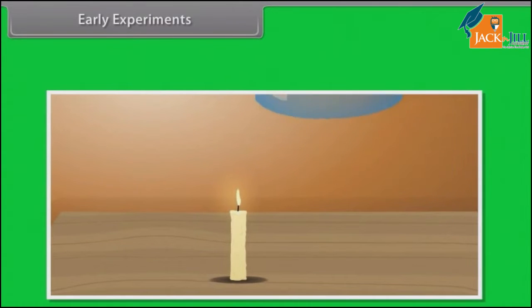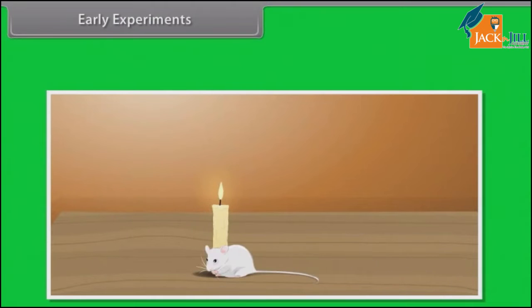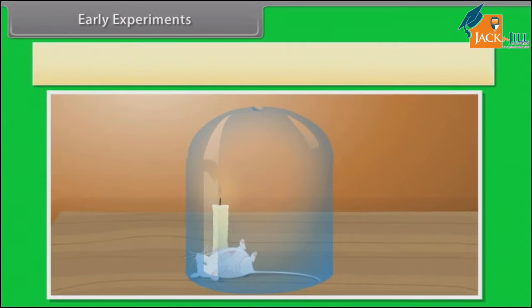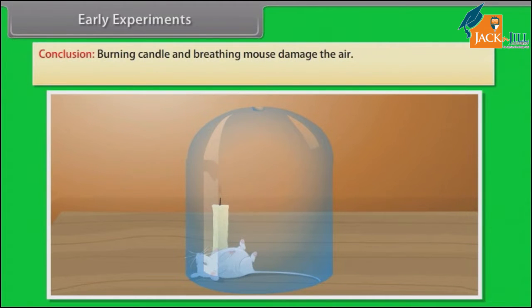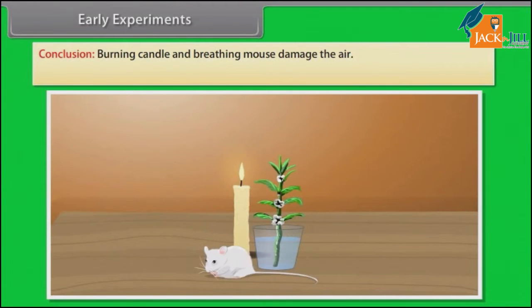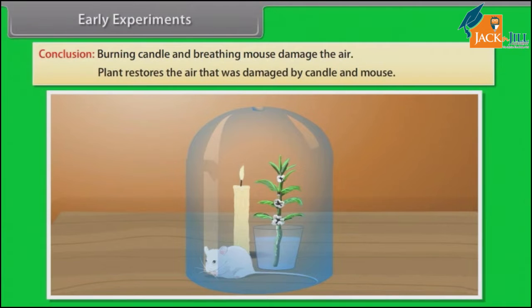Early experiments. Priestley experiment. First he placed a candle in a closed jar and it got extinguished. After that, he placed a mouse in the bell jar and the mouse also got suffocated. He concluded that burning candle and breathing mouse damage the air. Now he placed a mint plant in the closed jar and it was observed that both mouse and candle survive very well. He concluded that plants restore the air that was damaged by candle and mouse.